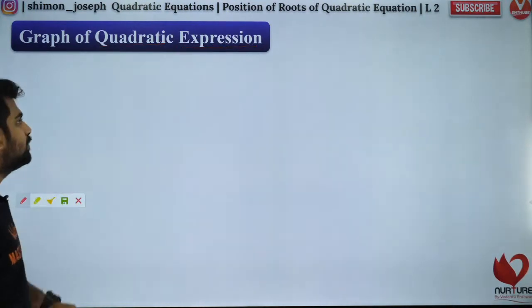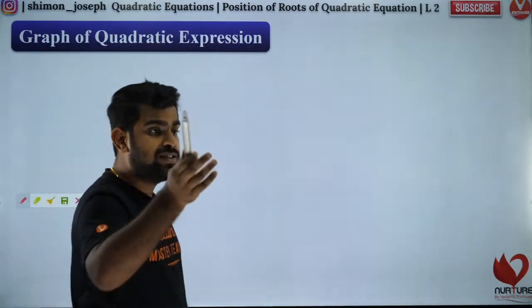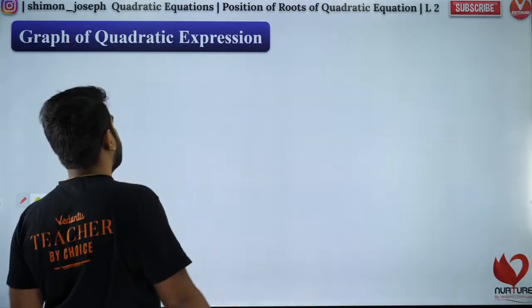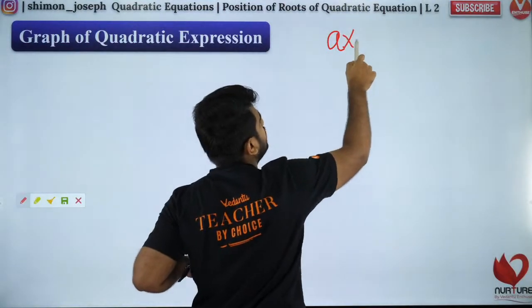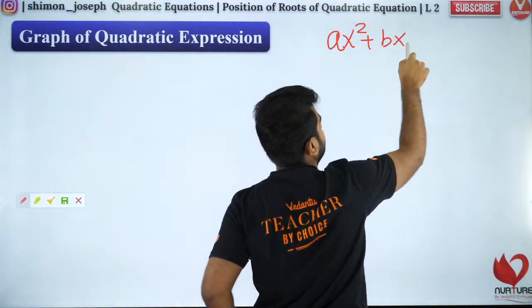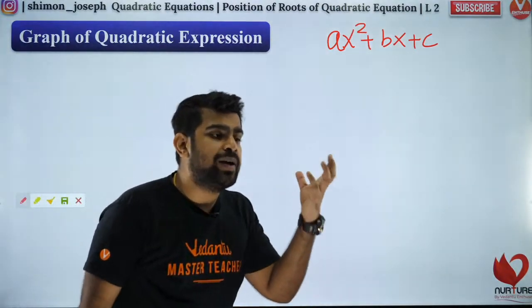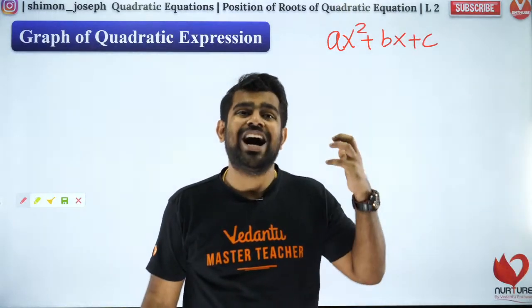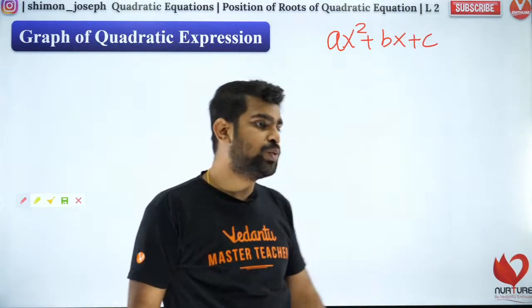Perfect. Now, after I know this, how do I plot it, sir? Still, it is not that easy. So I'll help you. Don't worry, it's actually pretty simple. So what you do is, you have ax square plus bx plus c. Now, every parabola has a vertex. Let me teach you what that is.